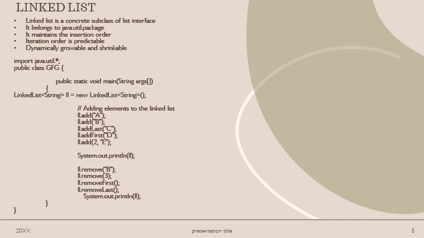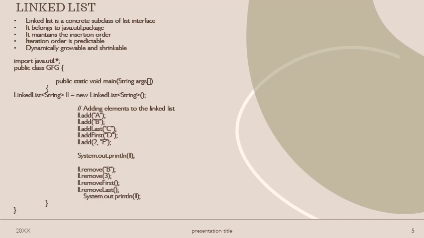It belongs to the java.util package. It maintains the insertion order. Iteration order is predictable, dynamically growable, and shrinkable. It will also accept duplicate objects. It can store both homogeneous and heterogeneous objects.